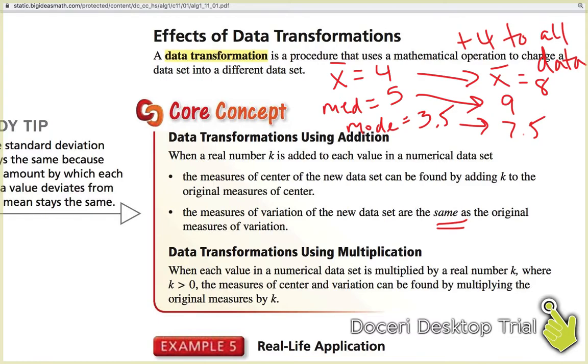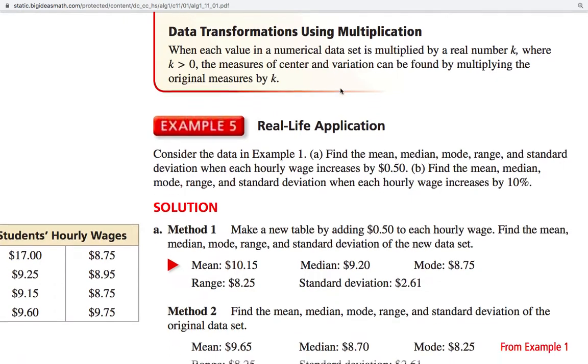Now, when we're using multiplication here, let's say I multiply everything by 4, okay, that means I'm going to take all of my measures of center and variation, the mean, the median, the mode, the range, the standard deviation, all of it, and I'm going to multiply by that same amount. So if I'm multiplying every data point by 4, my median is going to be 4 times bigger. So my median times 4. My mean is whatever the mean was times 4. The range, whatever the range was, times 4. Everything is by that same amount. Okay, that's what we're looking at with data transformations.